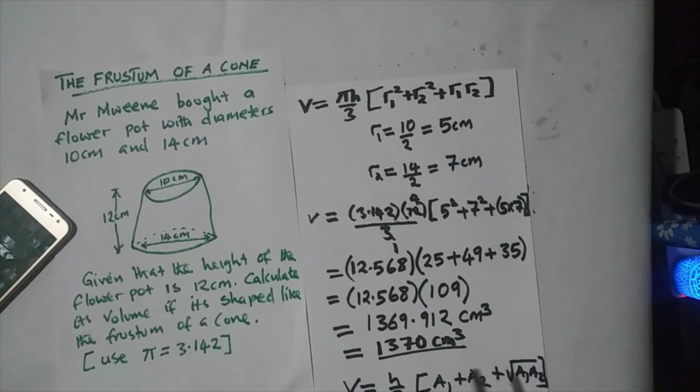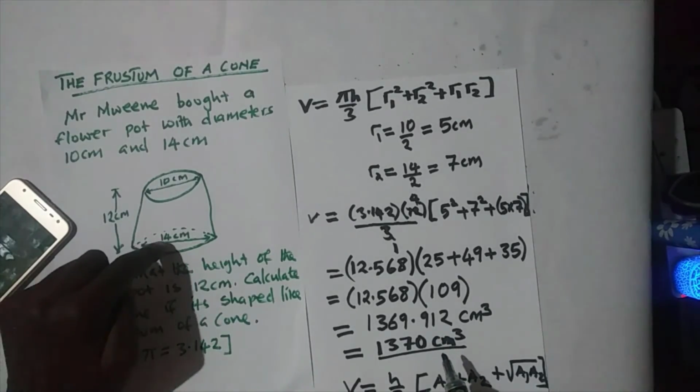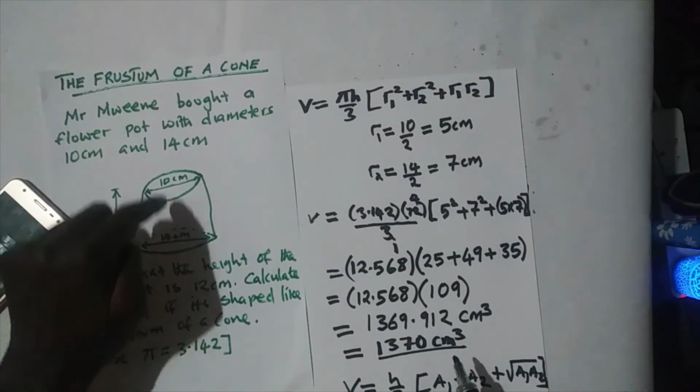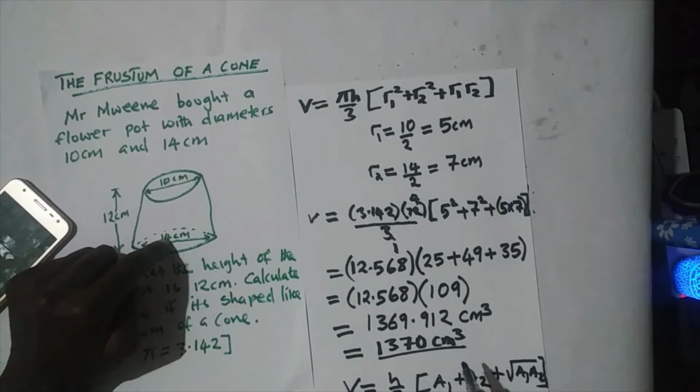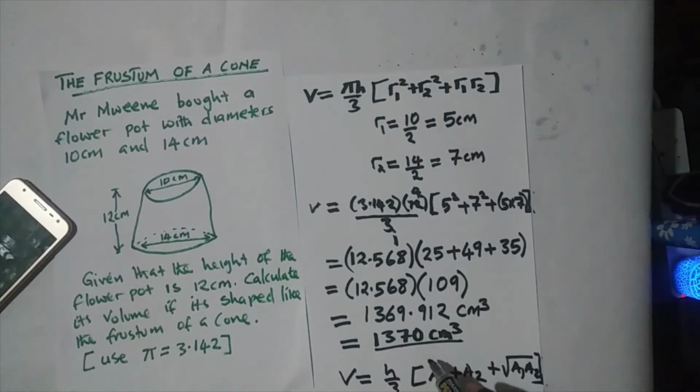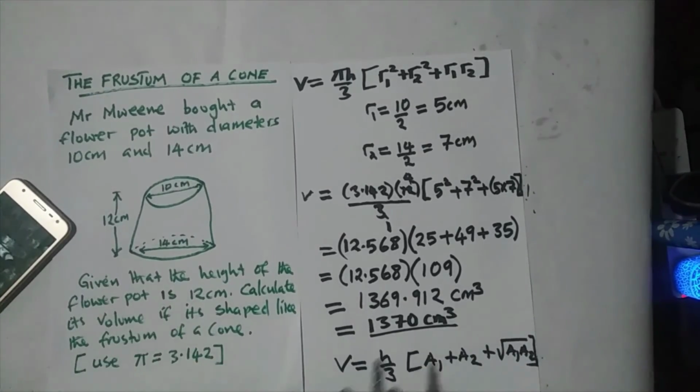But make sure that when you're finding the area, you first find the radii, the radius of the top circle and the radius of the bottom circle, just like we did when we started here. So we'll end here. Thank you very much for paying attention.